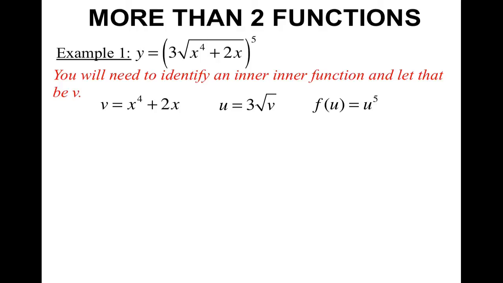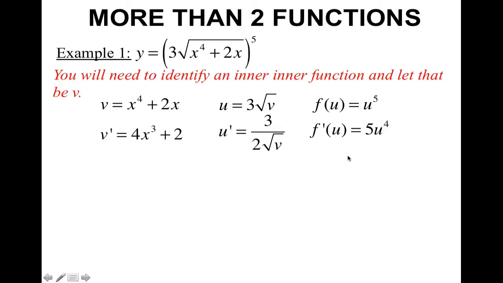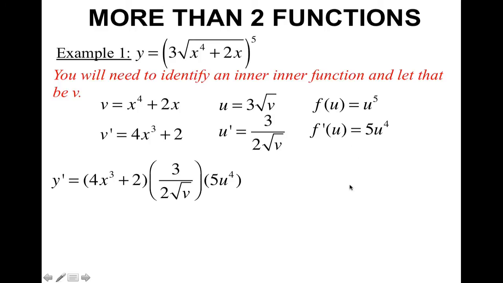Now just like before, you're going to take the derivative of each. So v prime is 4x cubed plus 2. u prime is 3 over 2 square root v, and this is just the square root derivative, and 3 is just a multiple constant. Derivative of u to the 5th is 5u to the 4th. All right, so now I'm going to multiply all 3 of the derivatives together to get the following. And yes, of course, I'm going to have to replace everything so it's in terms of x.